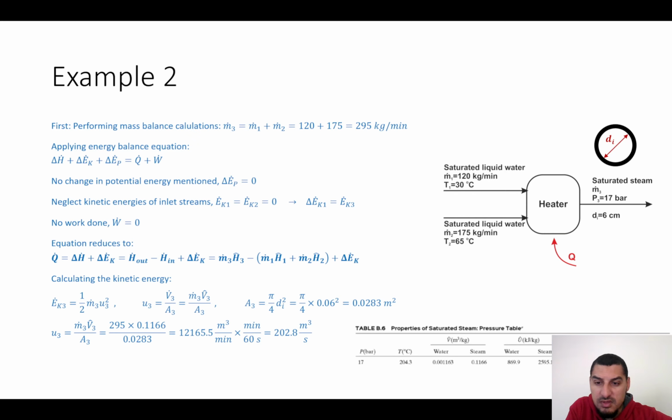I think there's something wrong here. This is meter, not meter cube. I'm sorry, this is a mistake. So this is meter, not meter cube. We already divided by the area. So this is the velocity in meters per second.